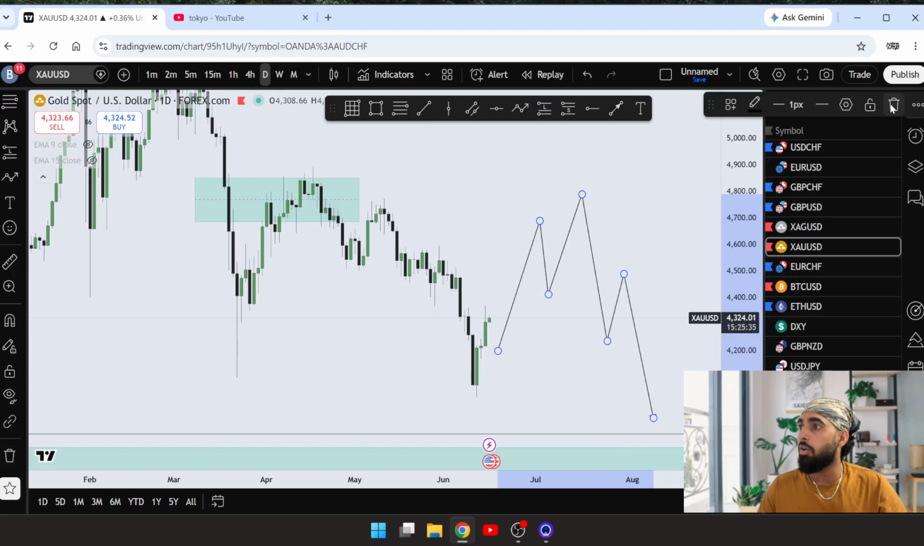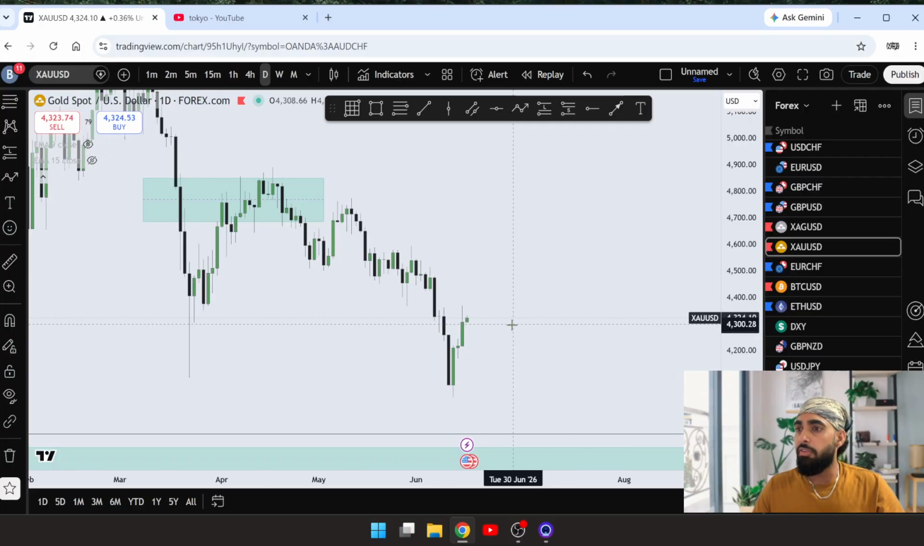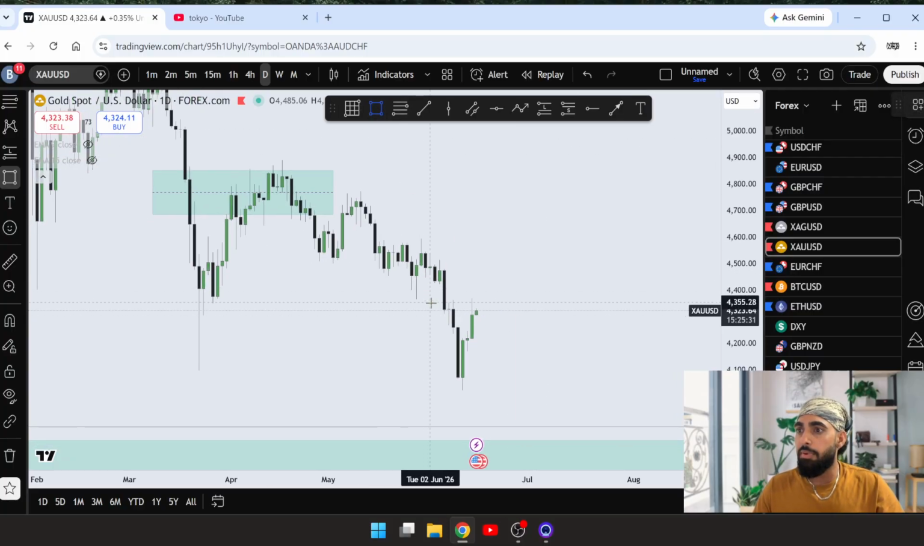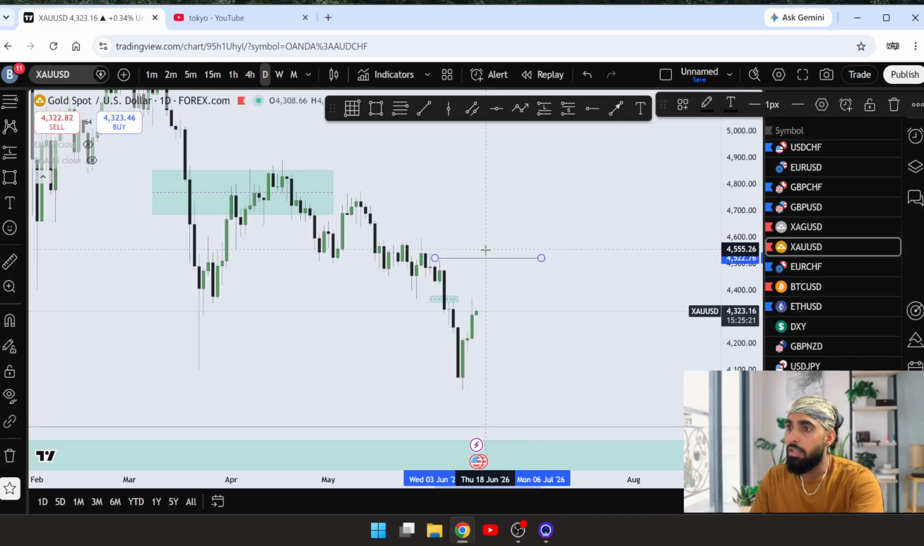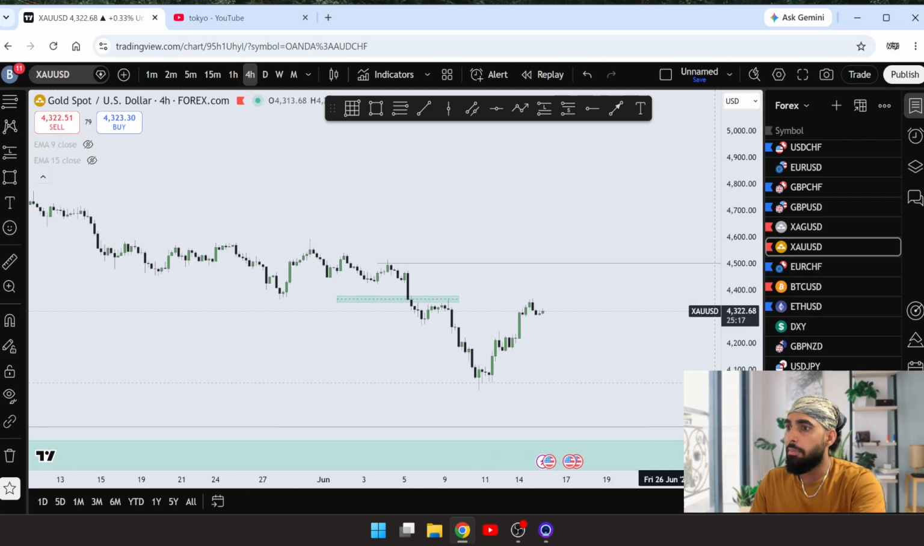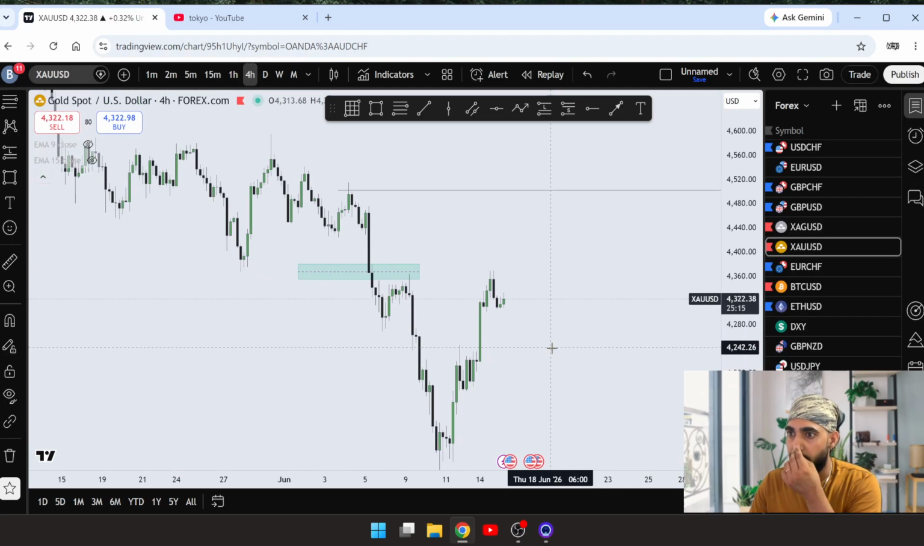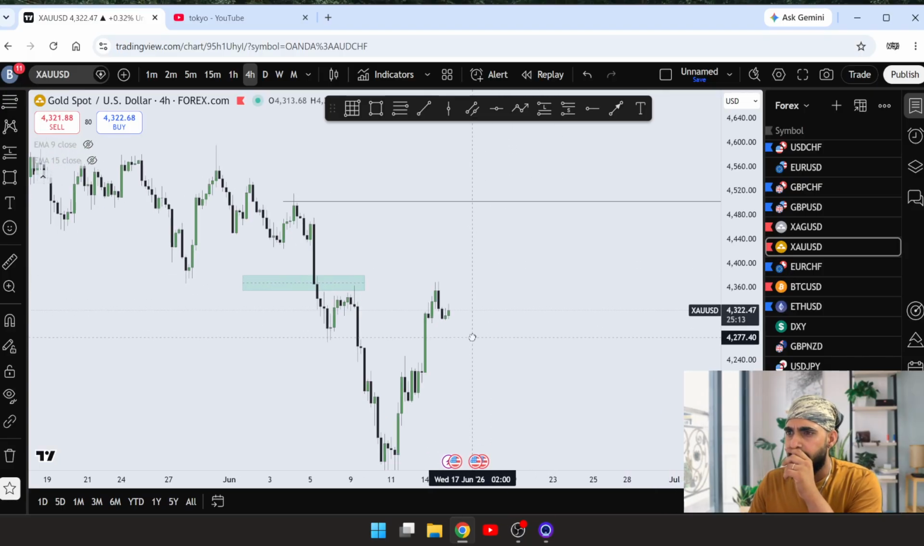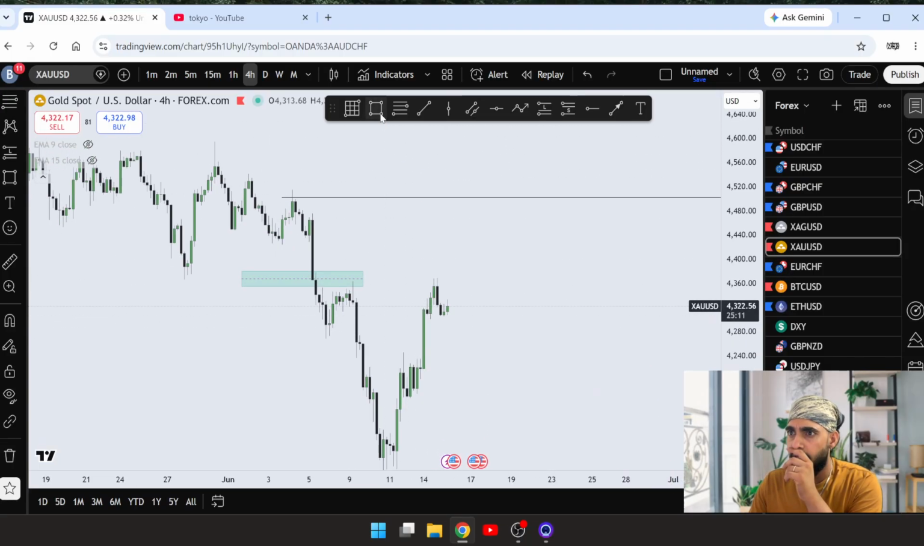But let's just see, on the daily time frame, this fair value gap has already been used. So now the liquidity could be residing above this high. Let me mark it really good. On the 4-hour time frame, let's go to the 4-hour time frame. What I see is price is actually playing around this area.